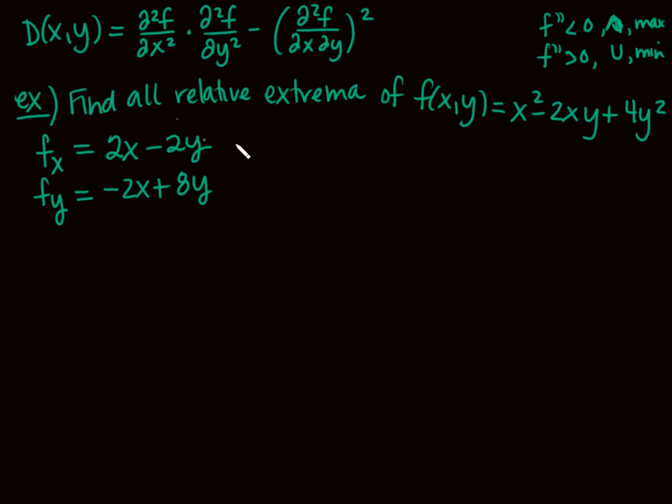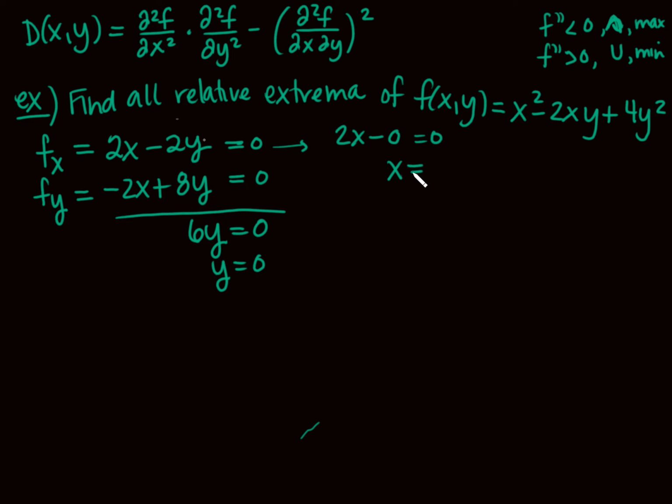All right, so if we set those both equal to 0, I notice right away that I can add these. If I add them, look at what happens. My 2x's cancel. 2x minus 2x is 0. Negative 2y plus 8y, that's 6y last time I checked. That equals 0. So y equals 0, and plugging that in up here, 2x minus 0 equals 0, so that also says that x equals 0. So what's my critical point? It is going to be the point (0, 0).